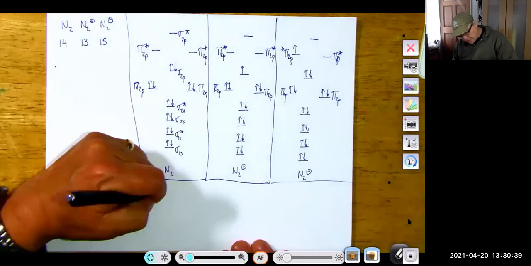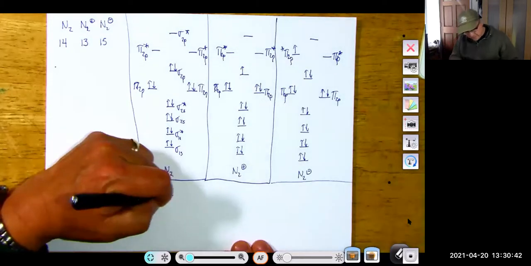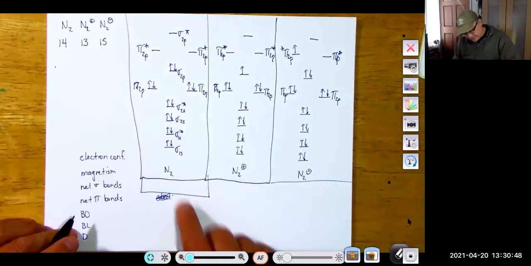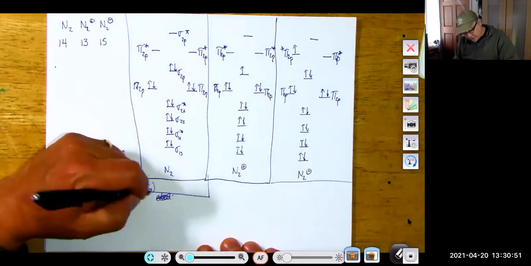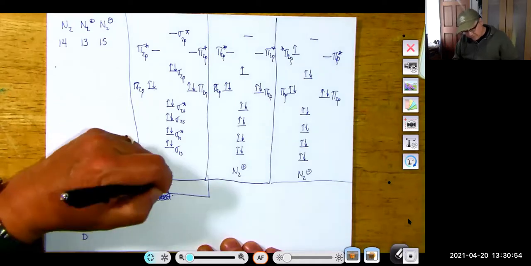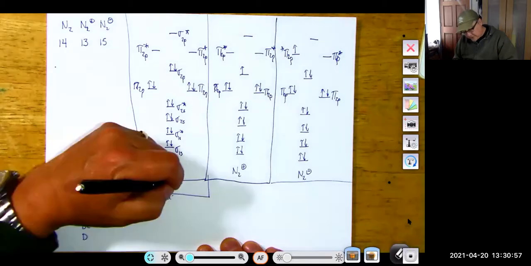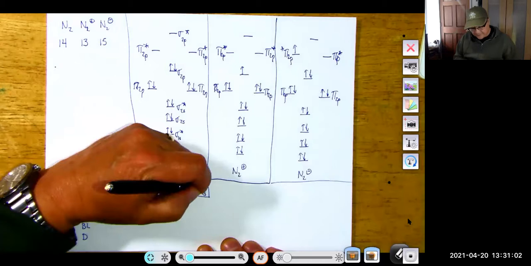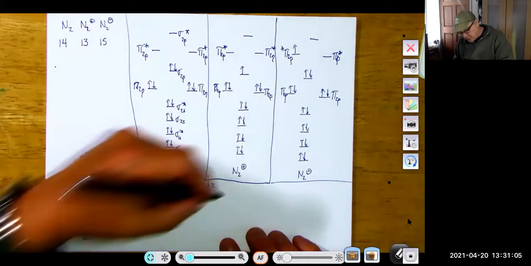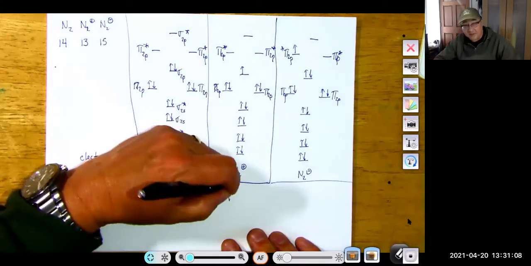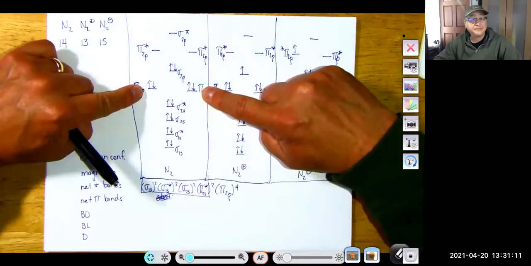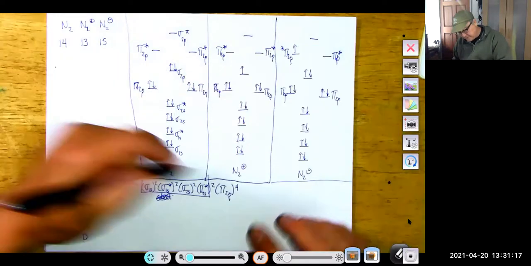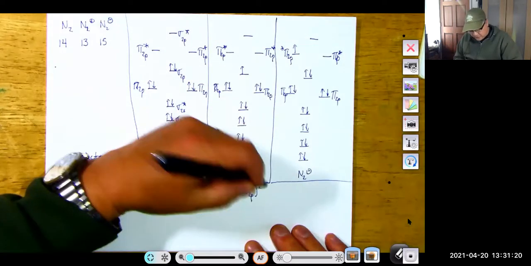For the electron configuration, here's what N2 is going to look like. Sigma 1s 2, sigma 1s star 2, sigma 2s 2, sigma 2s star 2, pi 2p 4. We combine these together because they are the same energy. Okay. And then sigma 2p 2. So that's for N2.